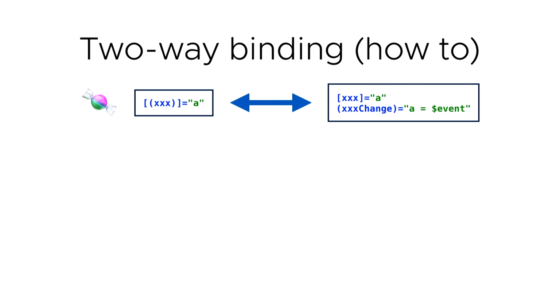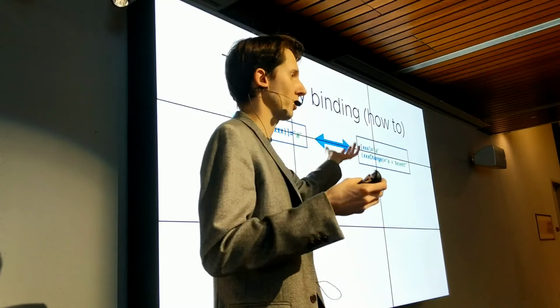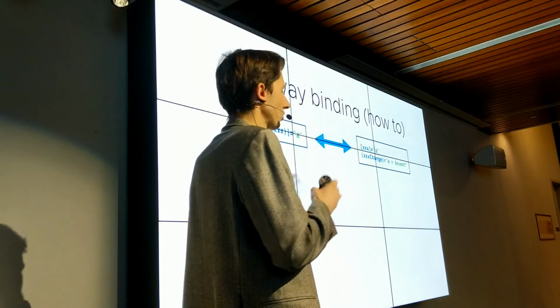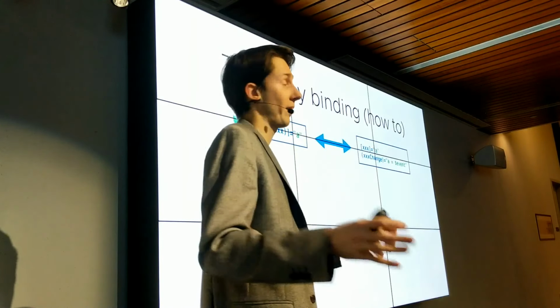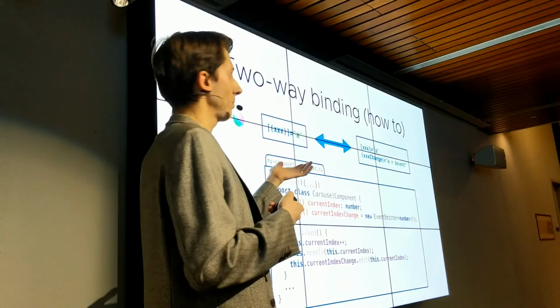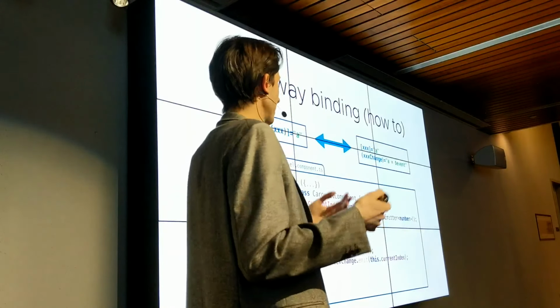Well, two-way binding is just syntactic sugar. So if I have an [(x)] two-way binding, Angular just takes that and splits it into an x input and an xChange output, where what you do on the output is just assign the event to your property. Okay, so this is just syntactic sugar. When you compile down Angular, this is what it does, which means in our case, to do a two-way binding, you just need a currentIndex input and a currentIndexChange output.